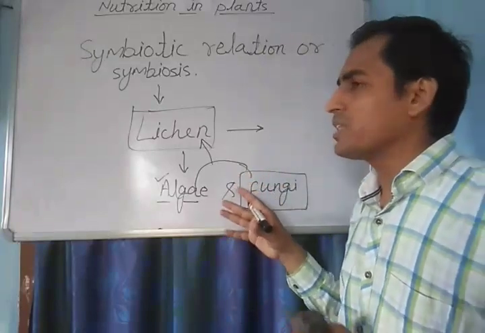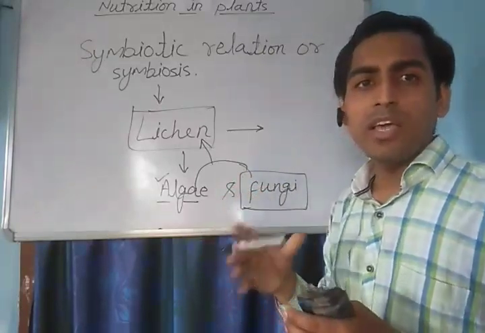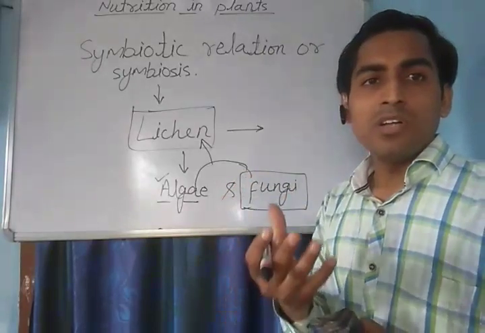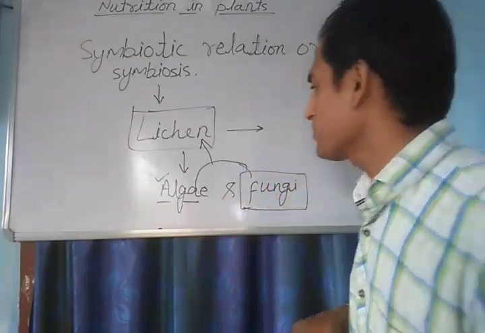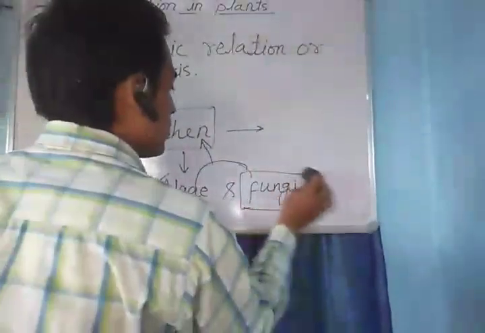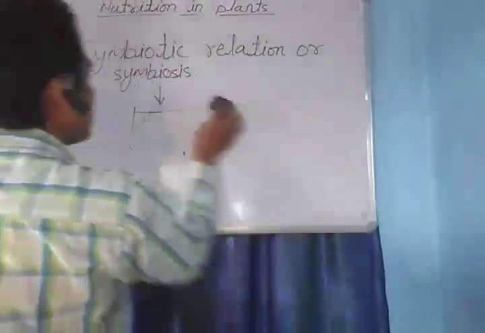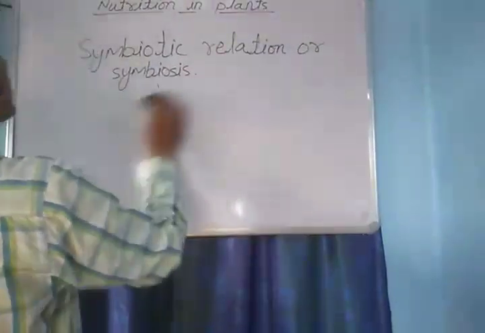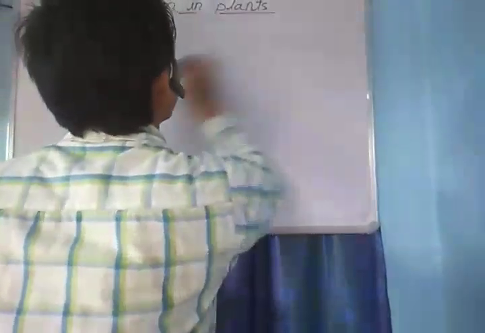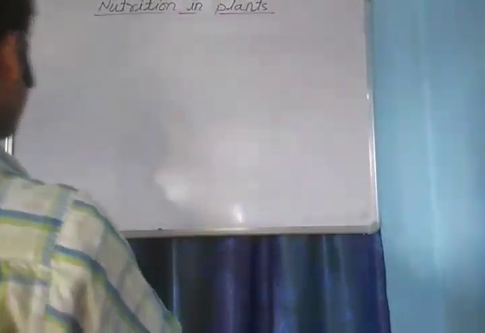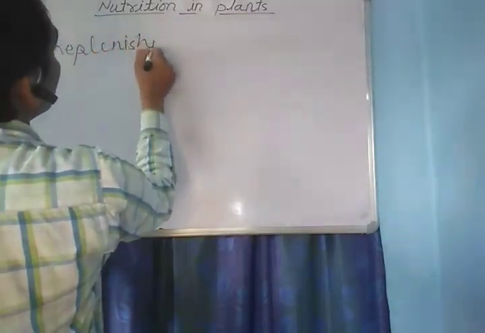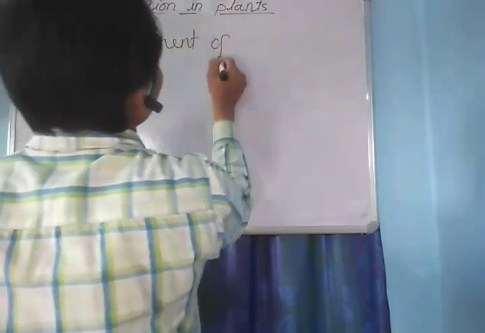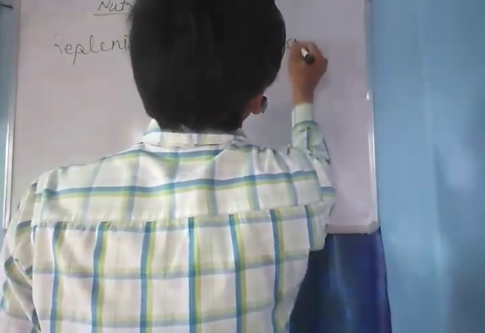Also, this type of relation, that means symbiotic relation, is seen in the case of leguminous crop and rhizobium, that means bacteria. We shall discuss it in the next topic, which I started at that time. So sorry for that, and come to the next point, that is replenishment of nutrients in the soil.